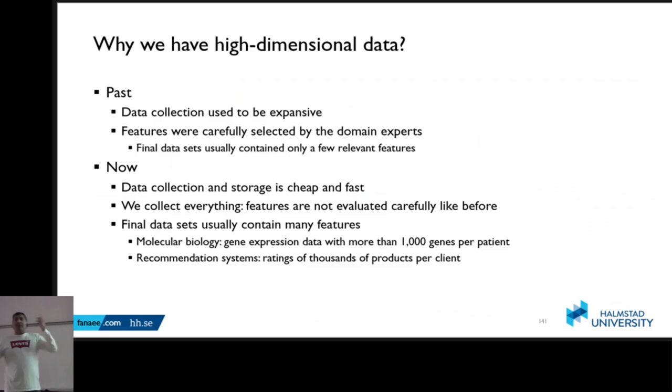Okay. But why do we have high dimensional data? Because in the past, data collection used to be expensive. Today it is not expensive. Today, collection and storage of data is cheap and fast. In the past, features were carefully selected by the domain expert. Now we collect everything. We put all the features inside the feature matrix. We don't care if it's relevant or not relevant. Just put it there, you know. And so the final data set in the past contained only a few relevant high quality features, but now there are many of them. Some of them are irrelevant. This is the problem of high dimensional data.